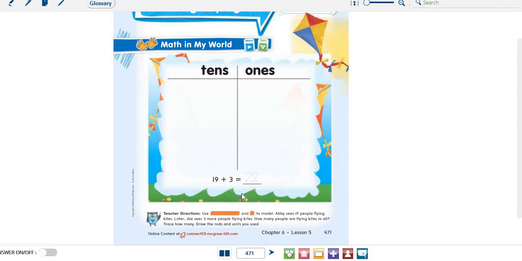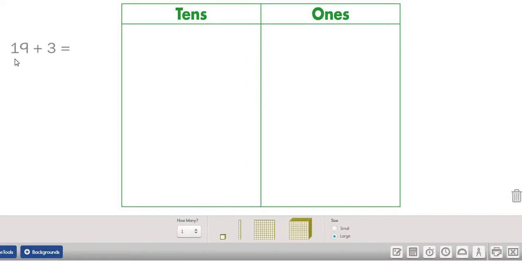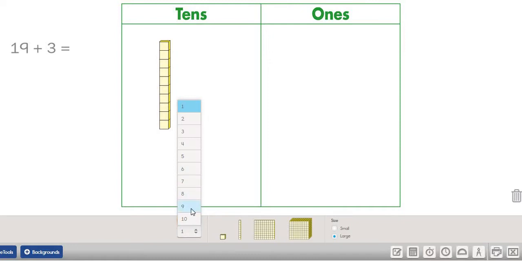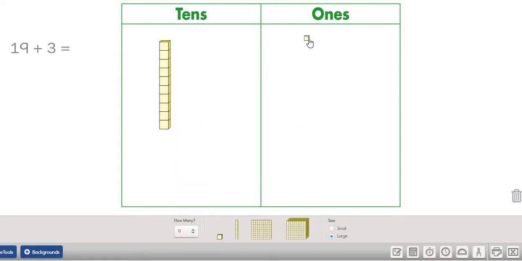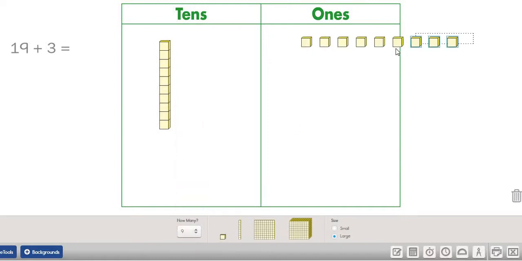Let's model this problem using base ten blocks. The first number is 19. How many tens rods do we need to show this number? Yes, of course, we need 1 ten rod. And how many ones do we need to show 9 ones? Yes, we need 9 ones. Here they are, in the ones place.